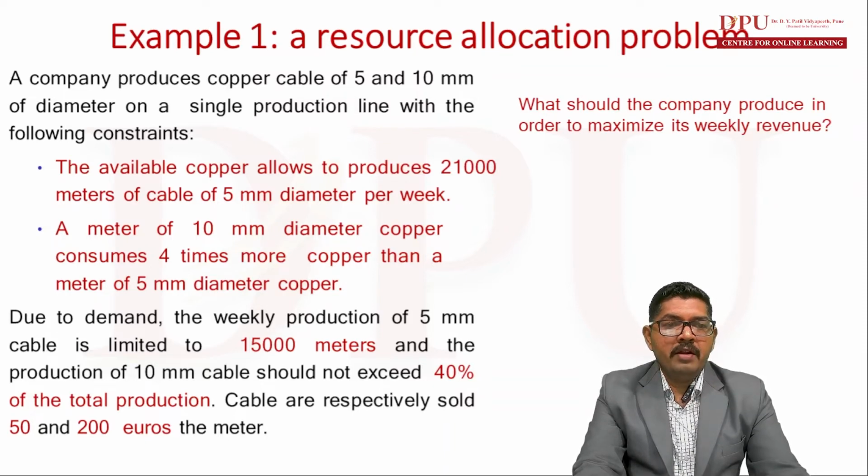Due to demand, the weekly production of 5 mm cable is limited to 15,000 meters. So due to the demand situation, the weekly production of 5 mm cable is limited to 15,000 meters, and the production of 10 mm cable should not exceed 40% of the total production. The cables are respectively sold at 50 and 200 euros the meter. So this is the price. So what should the company produce in order to maximize its weekly revenue?